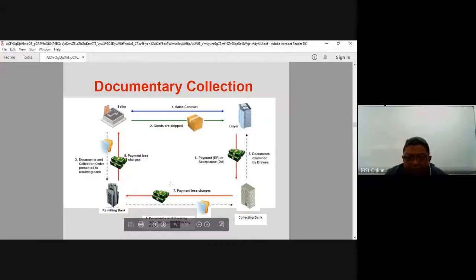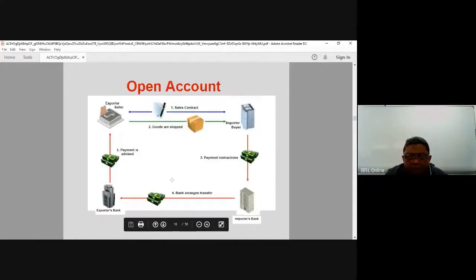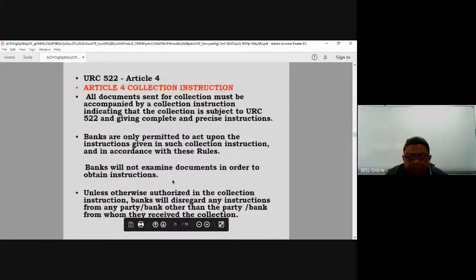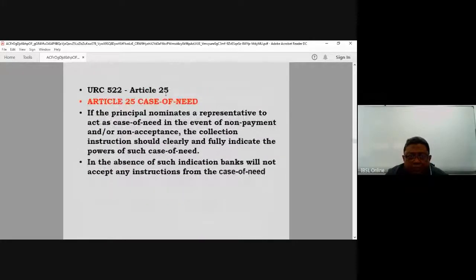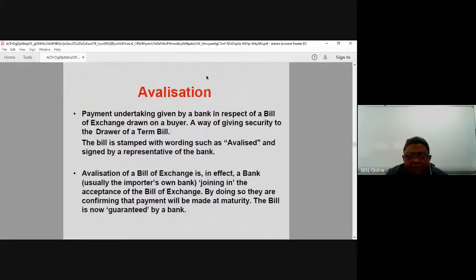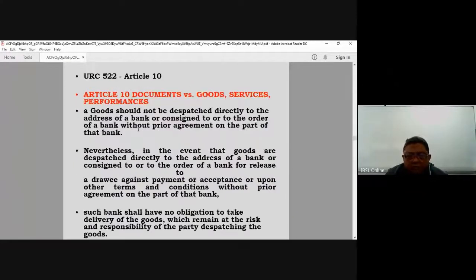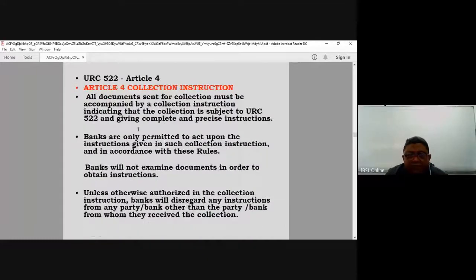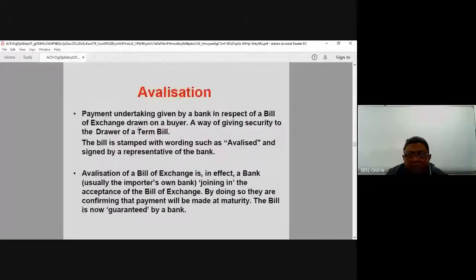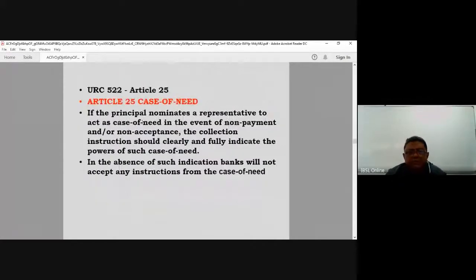Before I come to that, next week I'll tell you what is case of need and what is acceptance evaluation. These two parts I'll explain to you nicely next time. I'll do these two on collection, and after that we can go on to documentary credits, right? That will do. So next week we are going to start with case of need. Okay, understand? We are going to case of need.